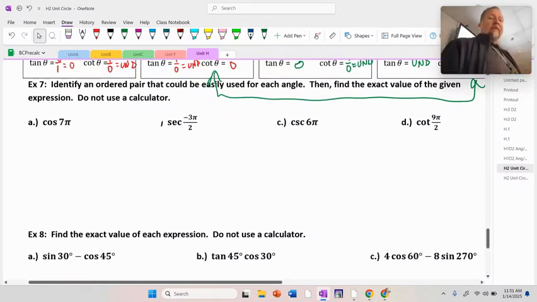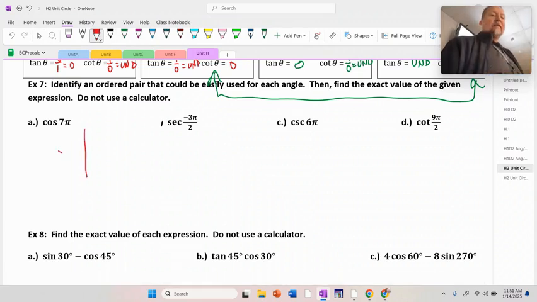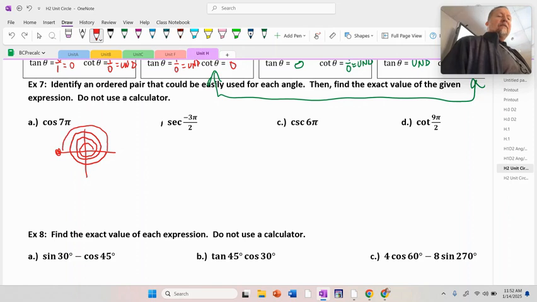Where does 7 pi land? I'm going to be honest, it's either up, down, right, or left. It's on the far left. Here's the actual action of 7 pi. 2 pi, 4 pi, 6 pi, and then 7 pi. So this is 2 pi times 3 plus another pi. So 3 rotations and then another half.